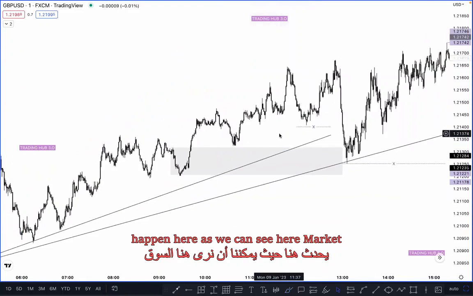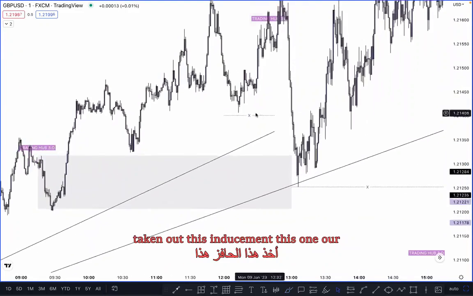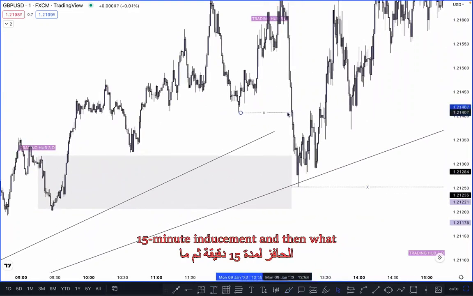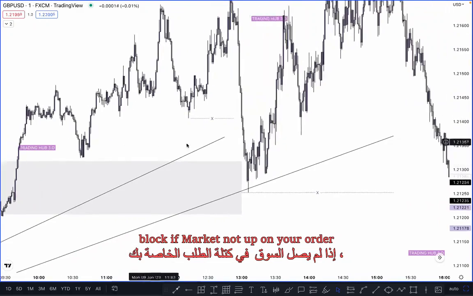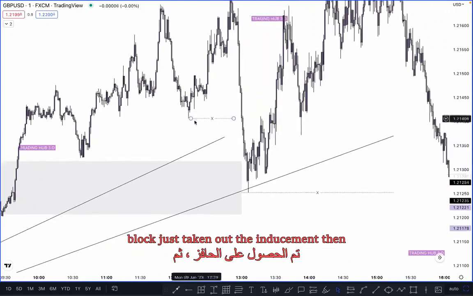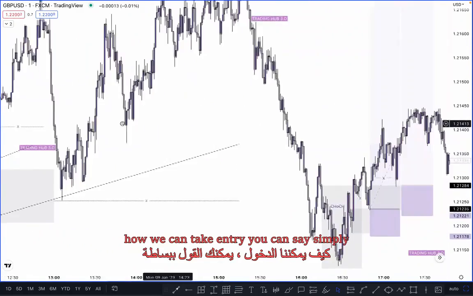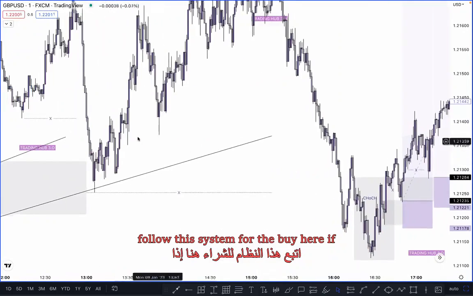And the same thing happens here, as we can see, the market took out this inducement, this one our 15-minute inducement, and then what happened here? Market tapped on your order block. If the market does not tap on your order block and just takes out the inducement, then how can we take entry? You can simply follow this system for the buy here.